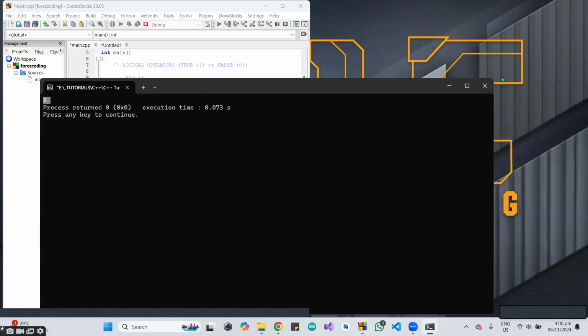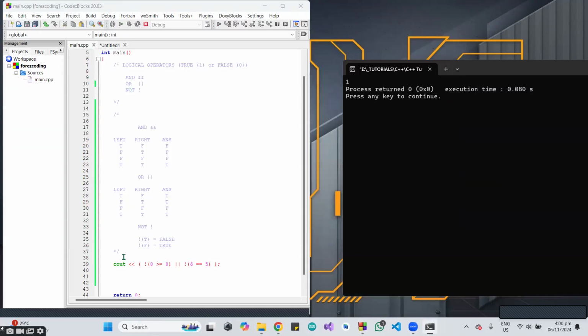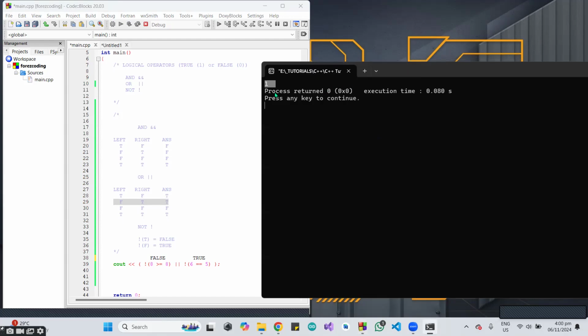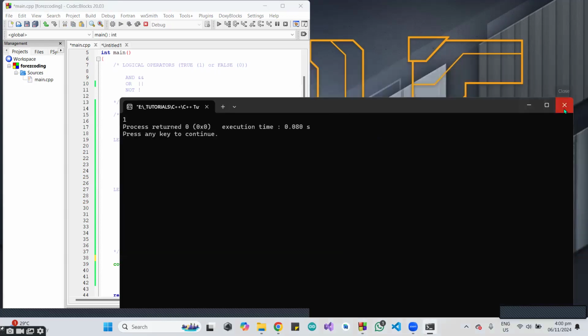Okay. And what if we change it to or? So let's try to run the program again. So the final answer will be true, because under the or logical operator, false or true is true. Therefore, we got the final answer as true. One represents true and zero represents false as the final answer. So there you go, you have the logical operators in this lesson.